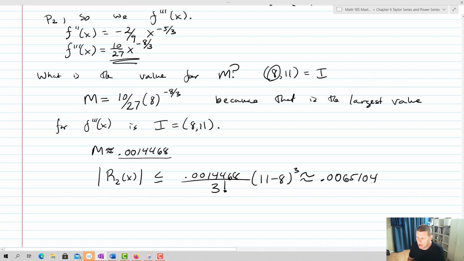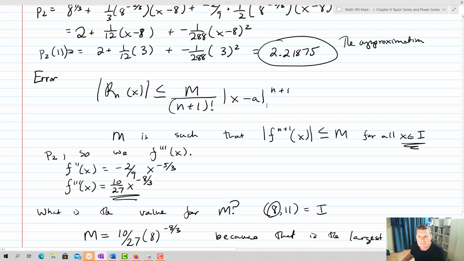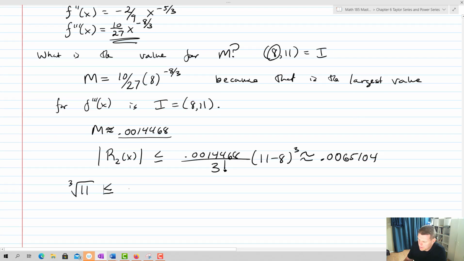Okay? And so what we know is that the cube root of 11 is approximately equal to 2.21875 plus our error. And that is our approximation, okay? So it's bounded. This is our approximation. We'll write it as plus or minus. So we'll let this approximately equal 2.21875 plus or minus this error bound. All right? And that's how we find the error.